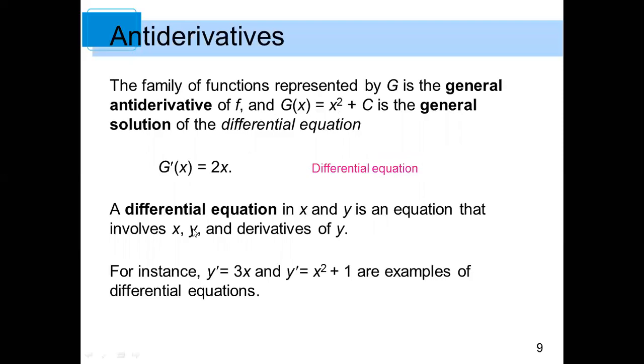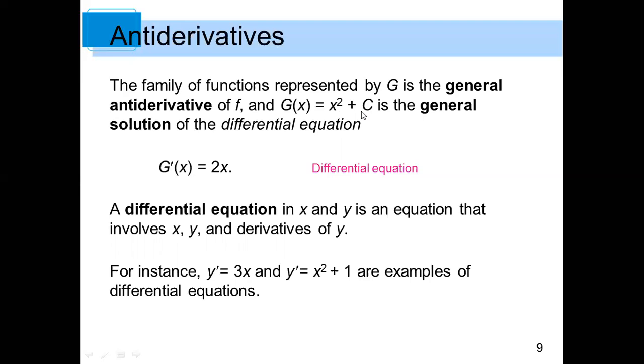The family of functions represented by capital G is the general antiderivative because in general it's going to be x squared plus some constant. We don't know what the constant is, so we just call it the general constant. It could be a positive number, it could be a negative number, it could be a fraction, decimal. You're not really going to get percents. It could be an irrational number, whatever, or it could be 0. That is called the general solution of the differential equation.